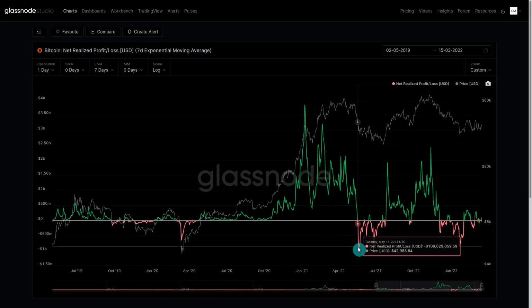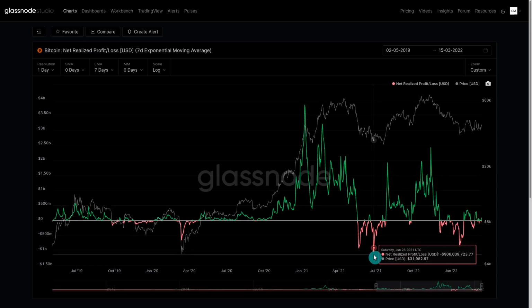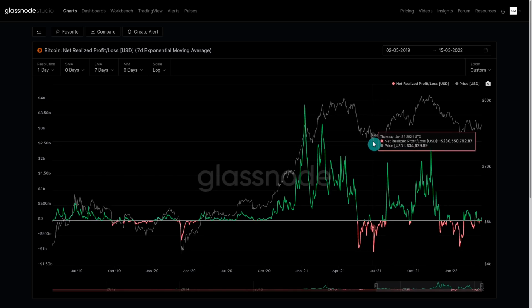So we can see that we've had 2 capitulation events, very, very significant, over $1 billion in net losses in a single day. So it shows how significant that actual flush out was. And you can see that these typically occur precisely at the lows. They can be local lows or global lows, but typically we see these massive spikes in losses at the exact moment when the market starts to reverse.